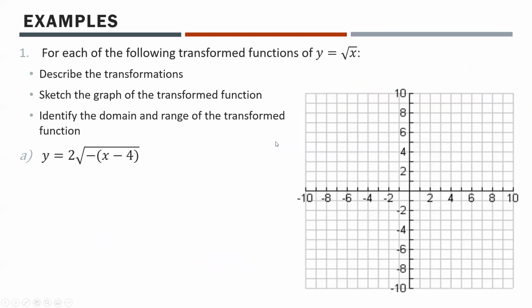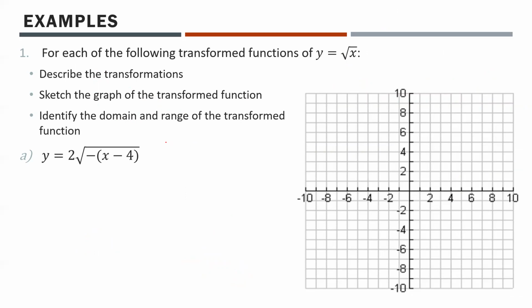Anyway, here's a first little example here. We're going to talk mostly just about transformations at first. For each of the following transformed functions of y equals square root x, I want us to describe the transformations. You can even see if you can do that first before we do anything. Sketch the graph of the transformed function. I'm going to help you with that. And then identify the domain and range of the transformed function. I can help you with that as well.